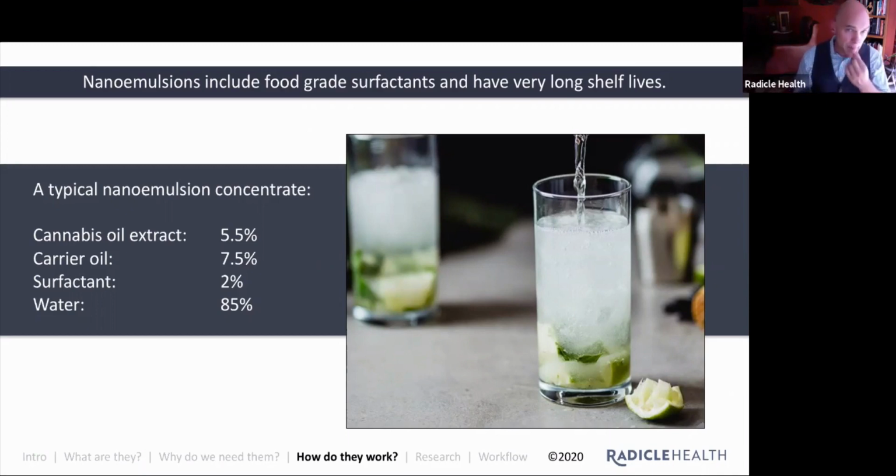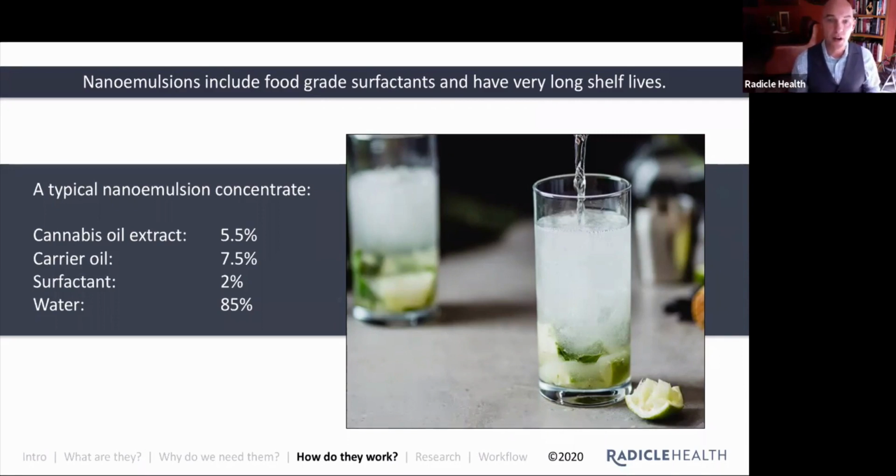So there's a company called Sono Mechanics, and they develop and sell products to help facilitate formulation of nanoemulsions. They have a website with a bunch of different information that's worth checking out. They suggest that a typical nanoemulsion concentrate might have the following. What you see here is the percentages of the ingredients. So about 5.5% of it would be the cannabis oil extract. A somewhat comparable percent of the mixture would be carrier oil, only 2% surfactant, and then 85% of the mixture is just distilled water.